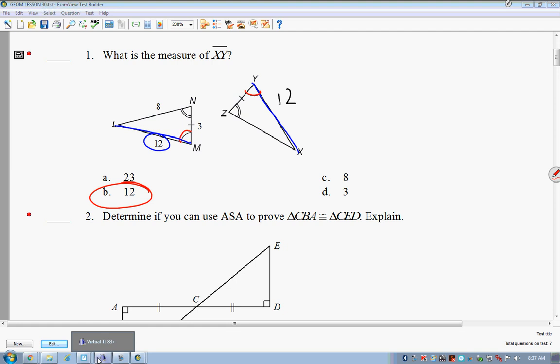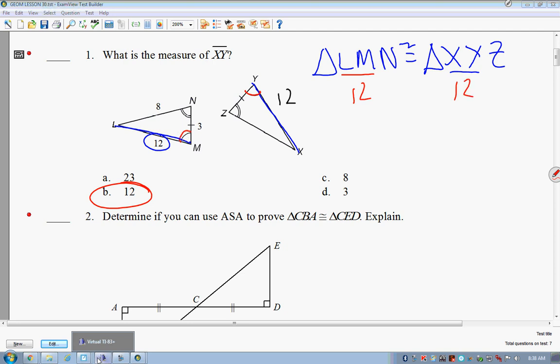Okay? Do we understand that? Okay? Now, what I could do there is I could have written up a triangle congruency statement where I said triangle LMN is congruent to triangle, let's see, if it was LMN, then it would be XYZ. Okay? And if I want to know what XY is, then I'm going to look for LM. And LM is 12, so XY is 12. Okay, so I can look at it straight from my congruency statement if that helps. Does that make sense? Okay.